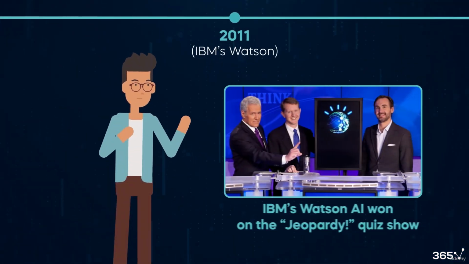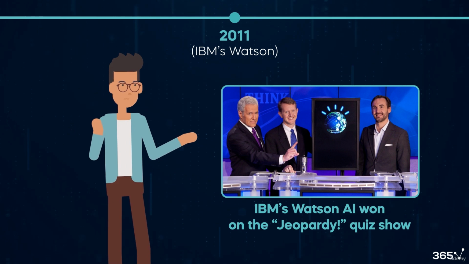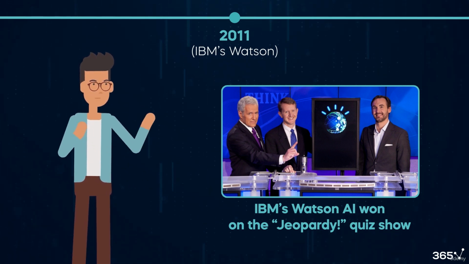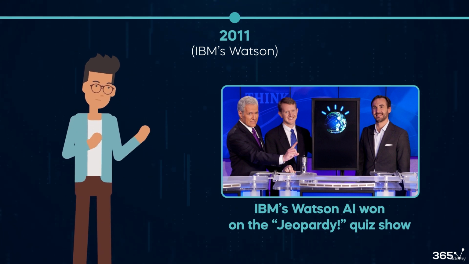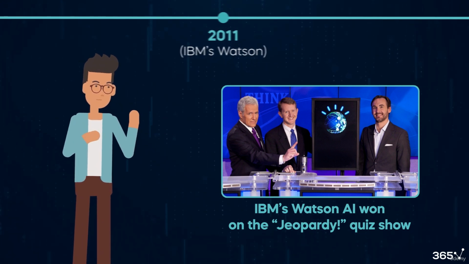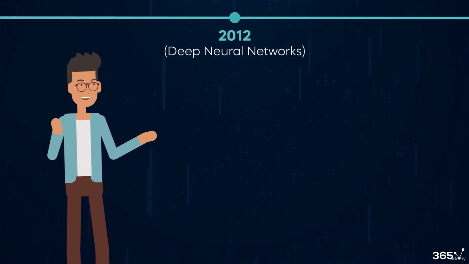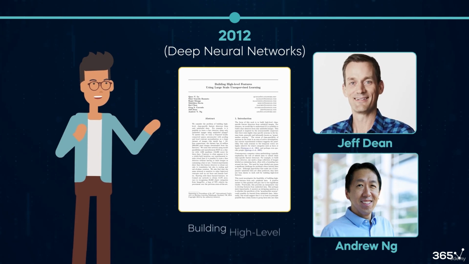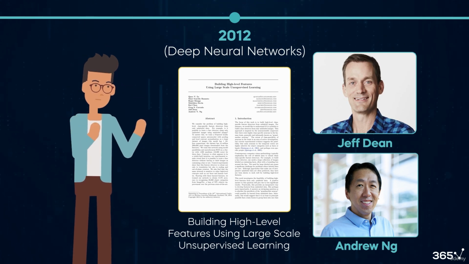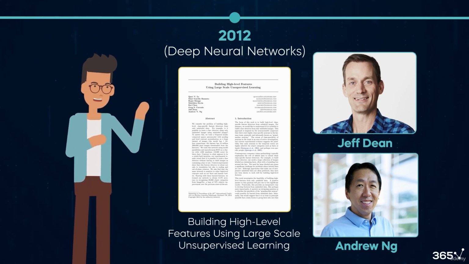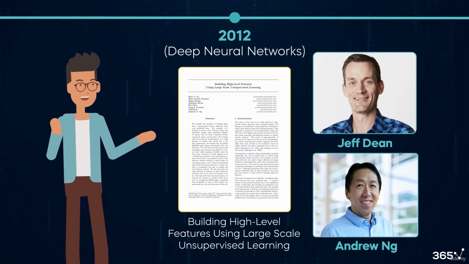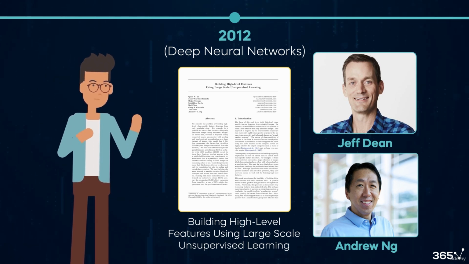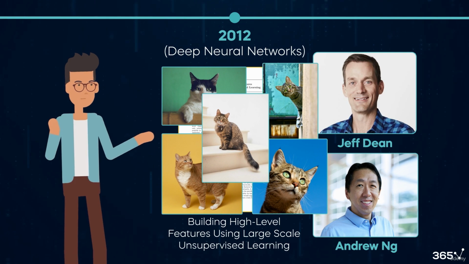In 2011, IBM's Watson AI won the Jeopardy quiz show, showcasing substantial advances in natural language processing. AI was able to work with human language. In 2012, researchers at Stanford and Google, including Jeff Dean and Andrew Ng, published "Building High-Level Features Using Large-Scale Unsupervised Learning," a paper that advanced multi-layer neural nets, or deep neural networks. Their system excelled at recognizing cats.